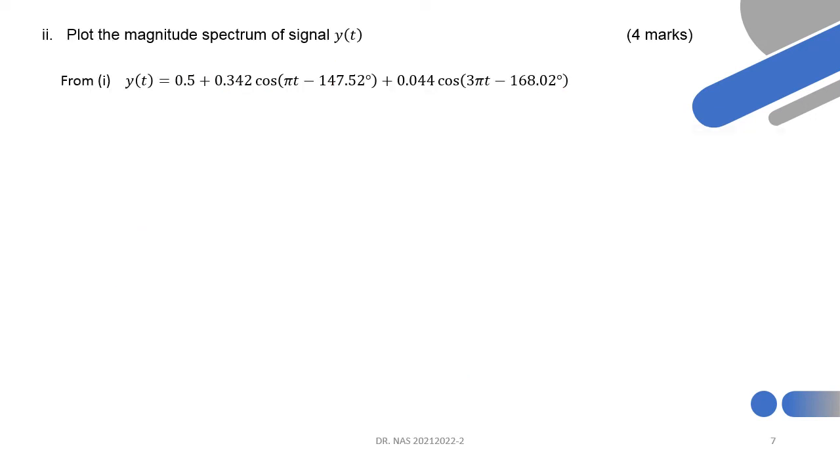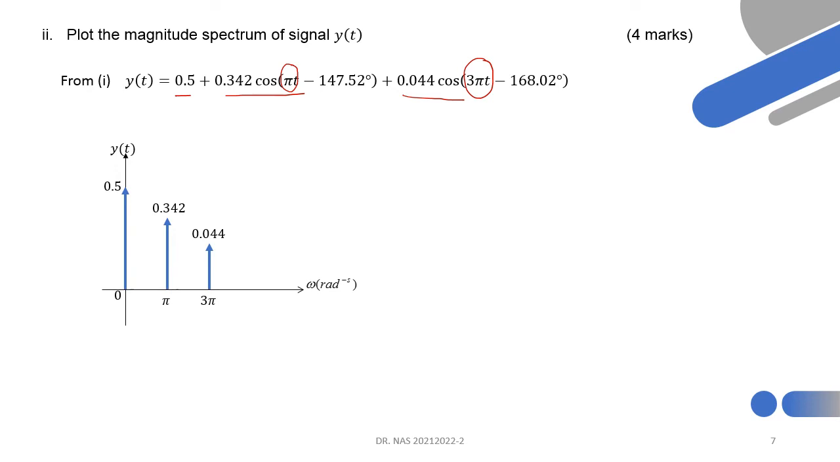So the second question, you need to plot the magnitude spectrum for both the amplitude and also the phase. You already have the amplitude here when n equals 0, when n equals 1, and when n equals 3. So this is your omega 1 and this is your omega 3. So plot the magnitude spectrum: this is when n equals 0, omega equals pi, and omega equals 3 pi. Next is the phase spectrum.